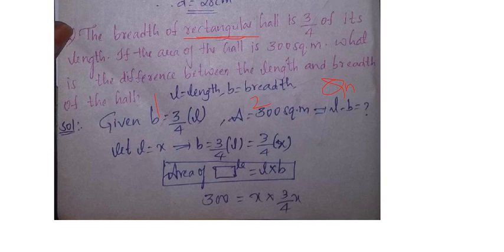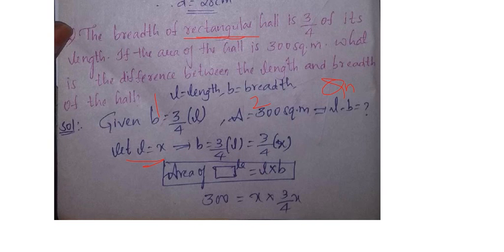If I assume this length equal to x, what will happen? If I assume L equal to x, what will the breadth become? I wrote here, see, let L equal to x. Then what will happen? Breadth equals 3 by 4 of L. We substituted L as what? X. So write X instead of L here.